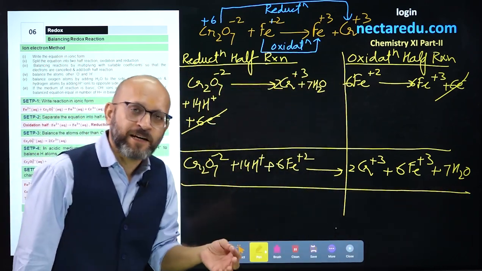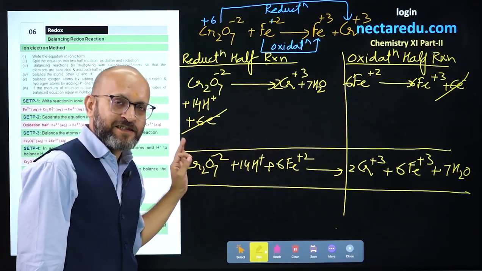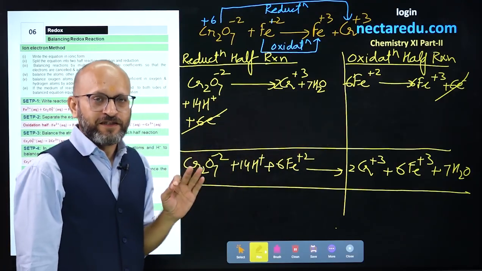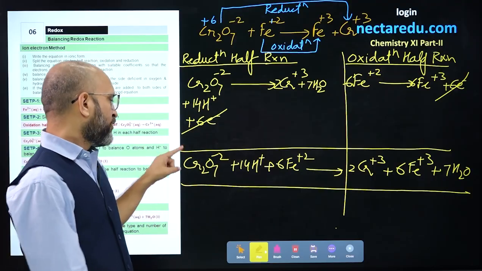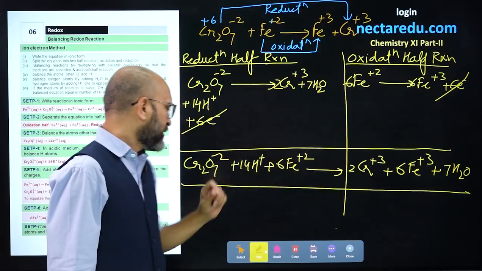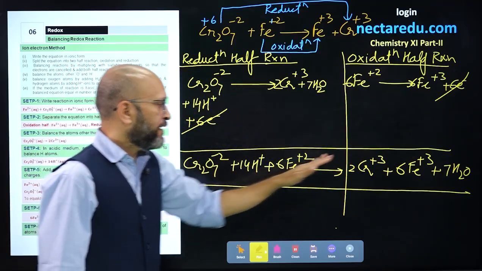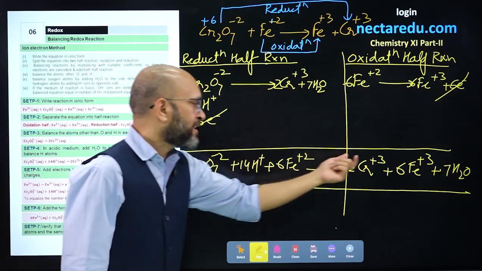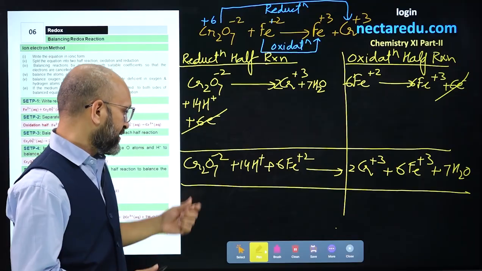What will be the last step? Check whether all atoms in LHS equal all atoms in RHS. Next point, check the charges. So let's see. Chromium 2 atoms, 2 atoms, oxygen 7, 7, hydrogen 14, 14, iron 6, 6. So atoms are balanced. Now check the charges.